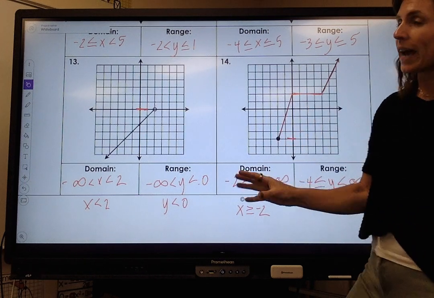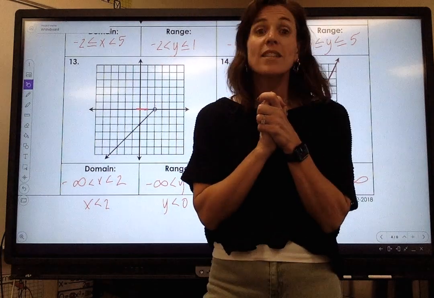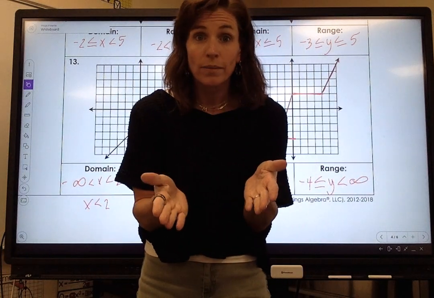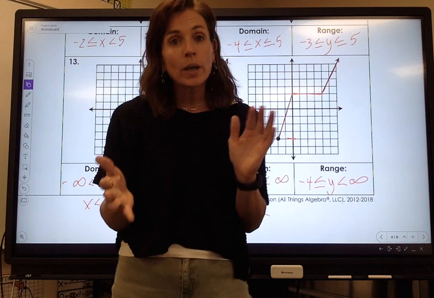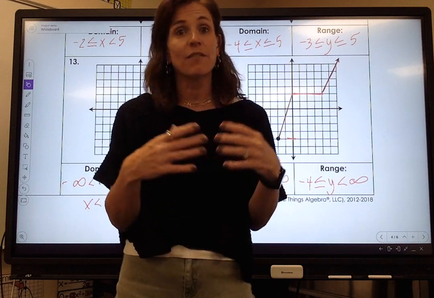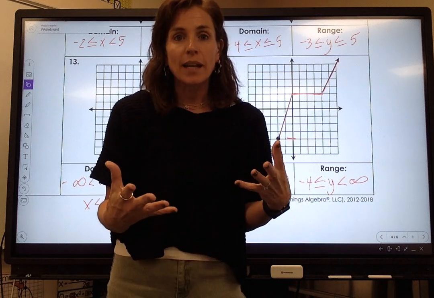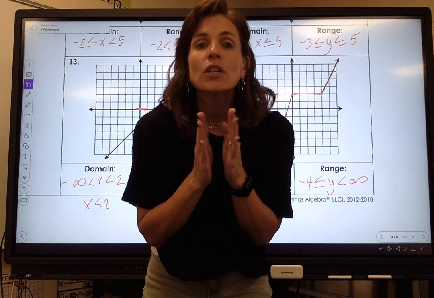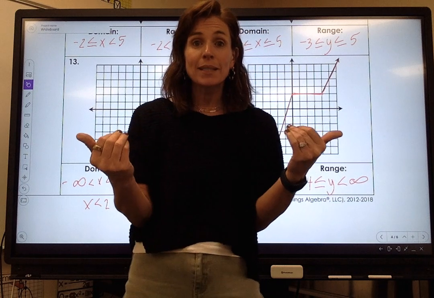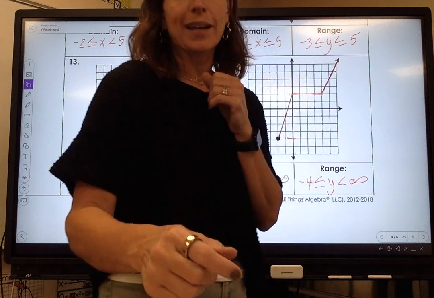So that's domain and range of continuous graphs. Sometimes students struggle, which is totally fine. The only way to get better at this is to practice. Give more graphs. Practice that domain and range. But to do that, you've got to come to tutoring. So come and see me if you need help with this. I've got more problems for you.